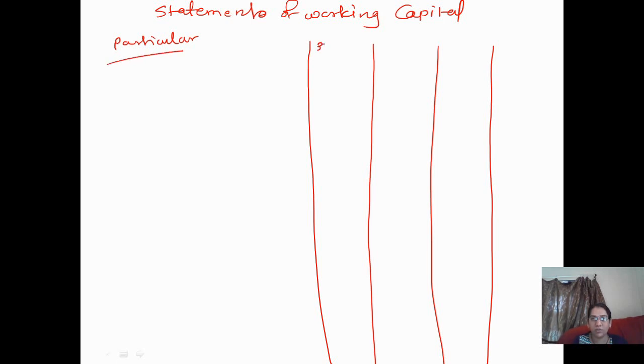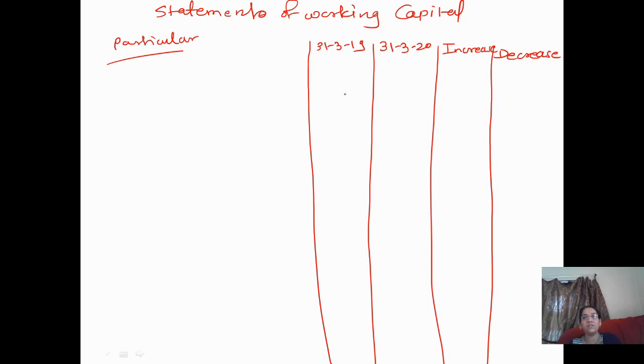Second, 2 years have been provided, 31st March 2019 and 31st March 2020. Next column is increase and next is decrease. In particulars, assets and liabilities, we have to write down current assets and current liabilities. Working capital statement is prepared to show only current assets and current liabilities. Here you have to understand, current asset increase, working capital also increases. It shows positively. But current asset decrease, working capital decreases. Asset increase, working capital increase. Asset decrease, working capital decrease. The difference amount we have to write down there.